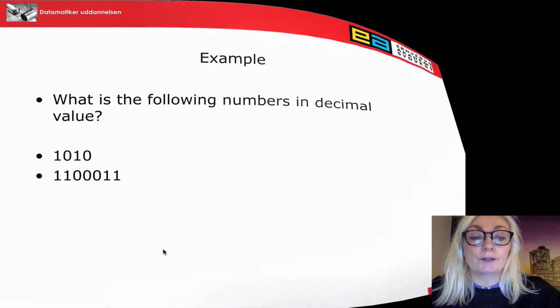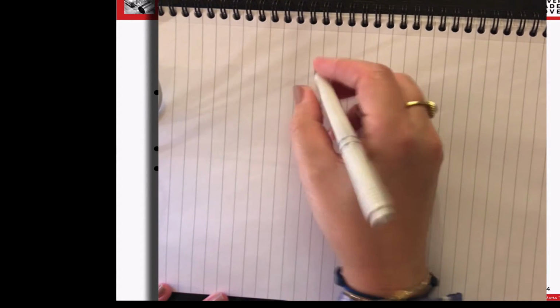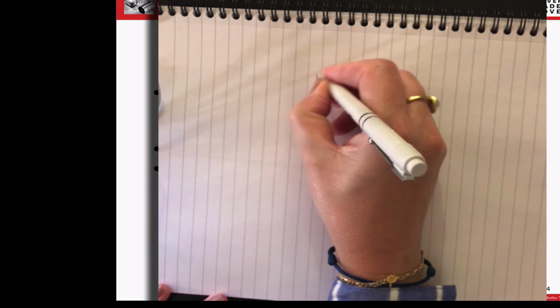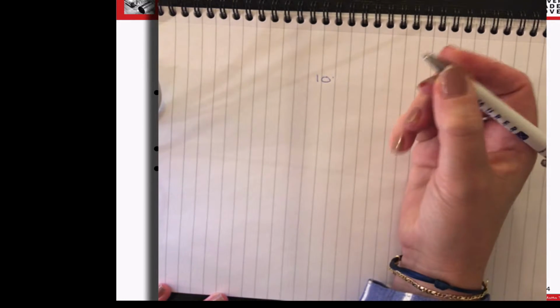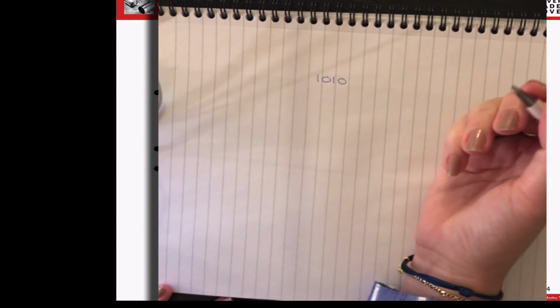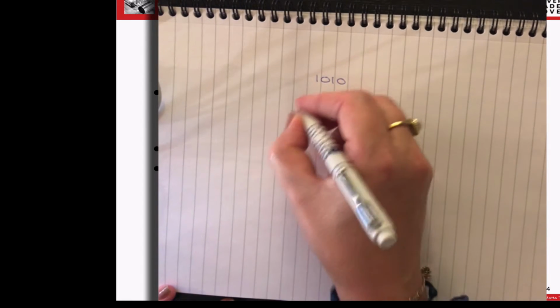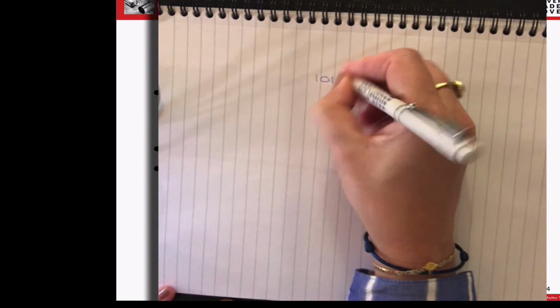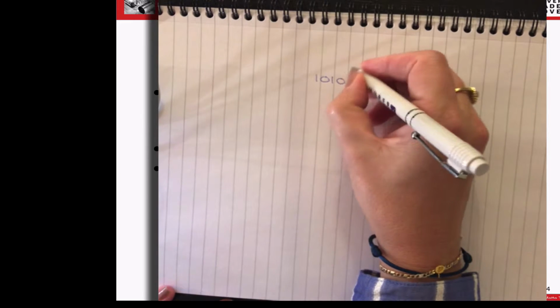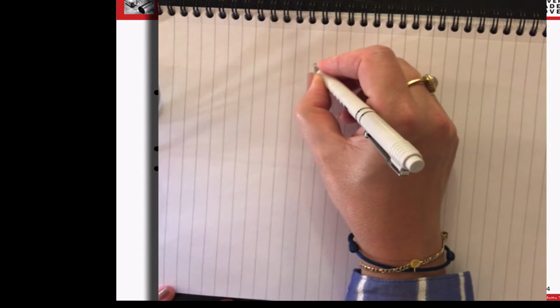So let's try to do that with some other numbers. If we were going to calculate the number 1010, this is a binary number. What is the decimal number here? So again here we look at the positions. This is the 0th position, 1, 2, 3.